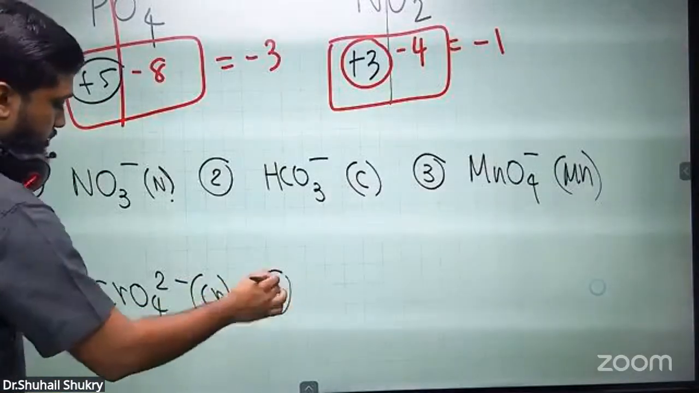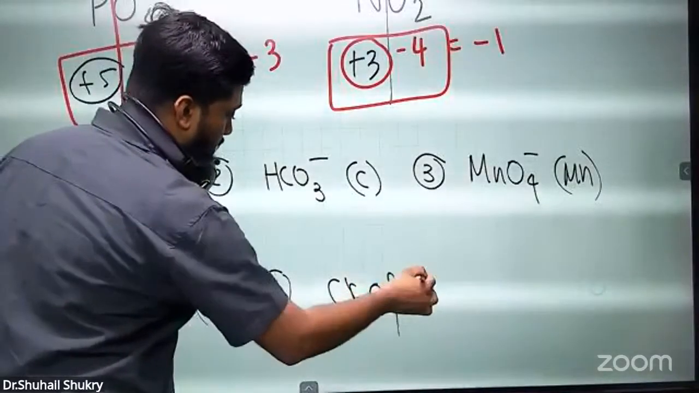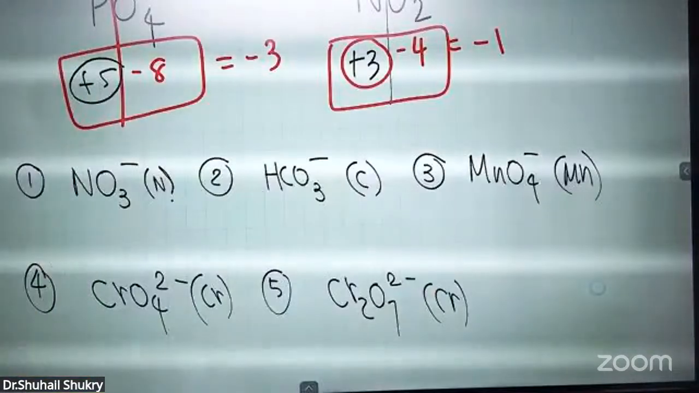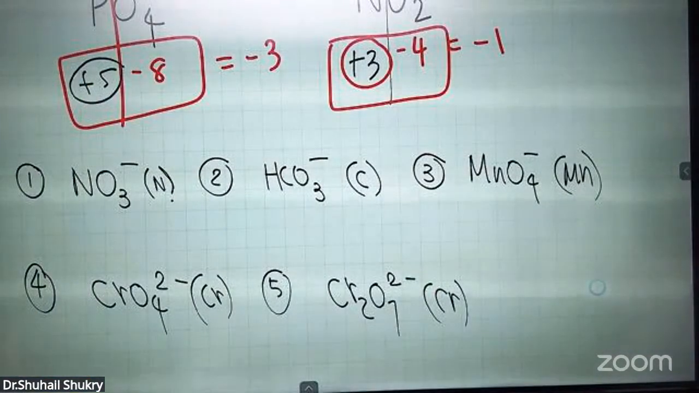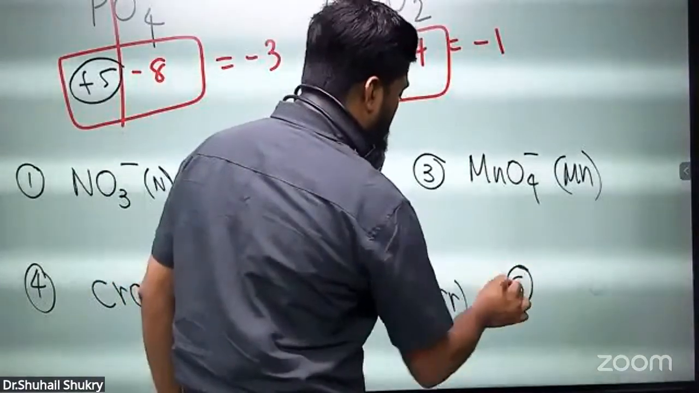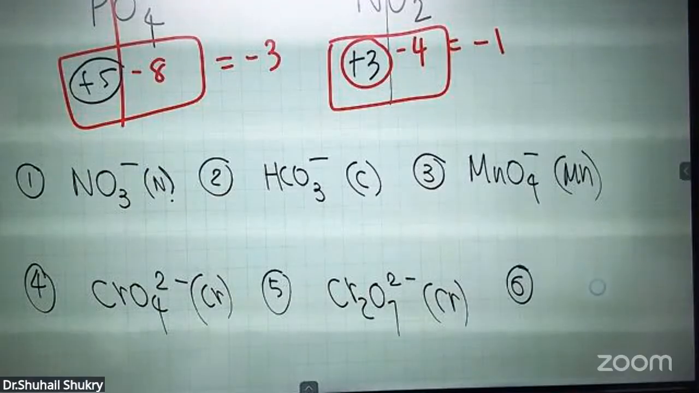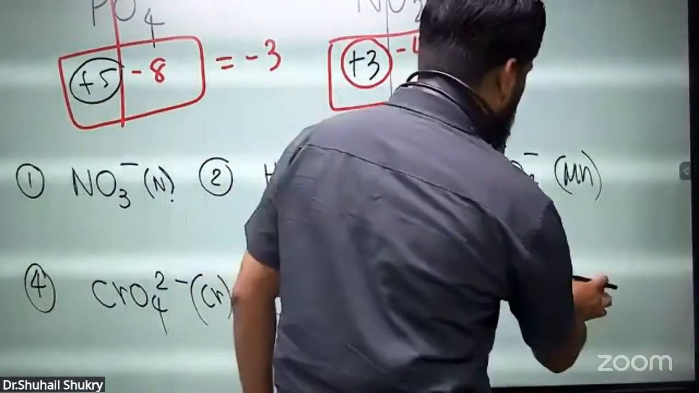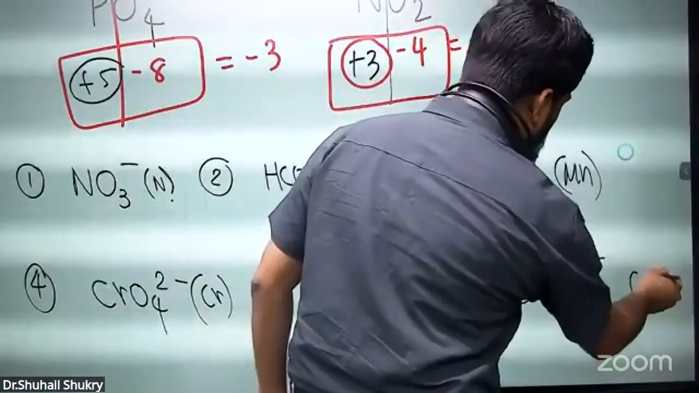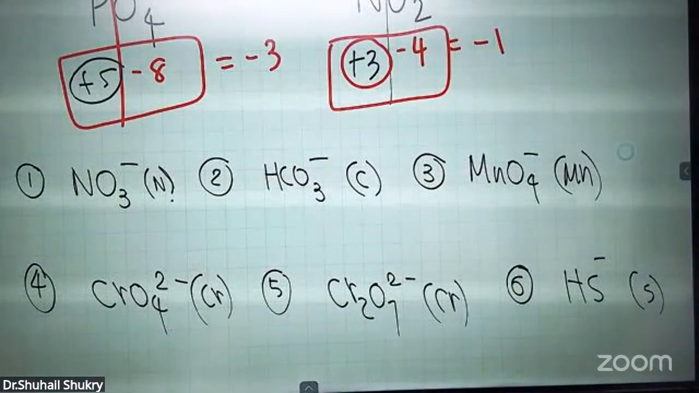Number 5, Cr2O7 2 minus. Here you have to find for Cr. Number 6, HS minus. You have to find for sulfur here. Right. There are 6 questions. Try this.